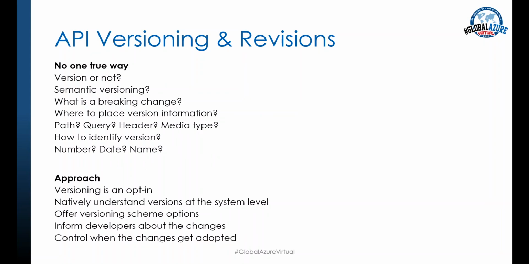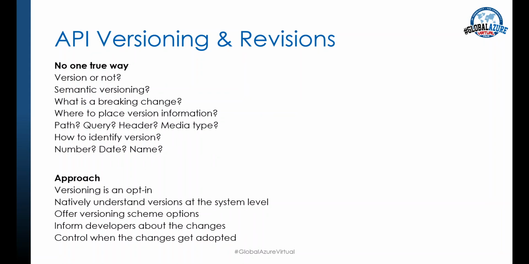There are different versioning schemes. You really need to define what is a breaking change, and how do you control that. Where is a good place to put version information? Do you want to version by path, by header, by query, by media type? How do you want to identify those versions? And do you want to use a date, a name, just an integer? It's truly open to how you want to do versioning. So the approach is versioning is an opt-in. So opt in when you want to.